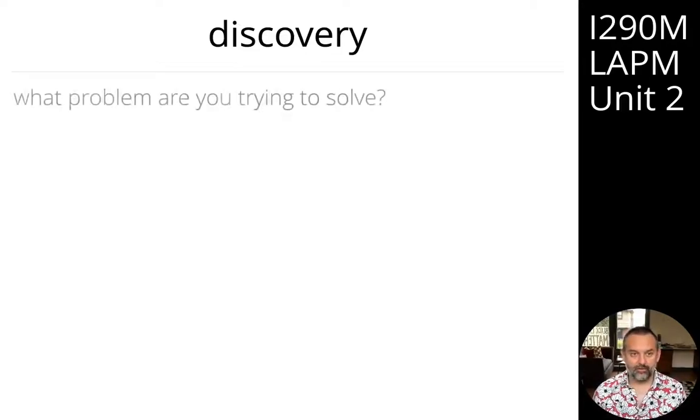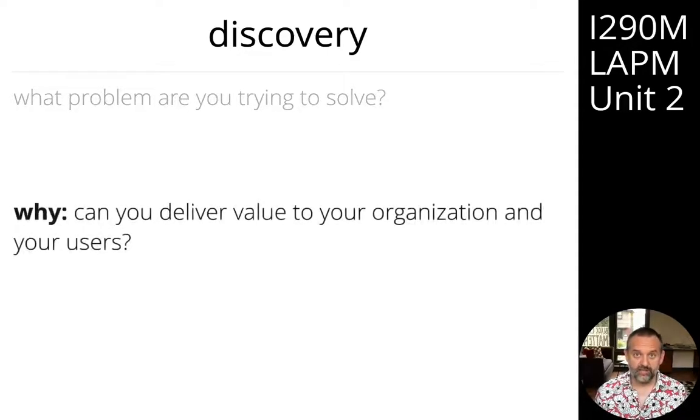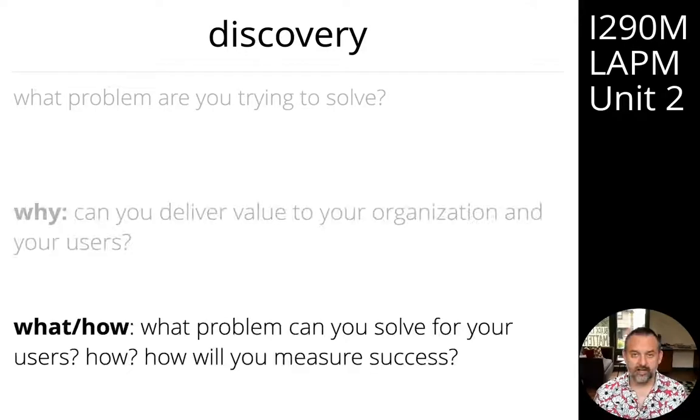So in Unit 2, Module 2, we're going to talk more about discovery. Discovery fundamentally is about what problem are you trying to solve. There's two aspects of that. There's firstly the why. Can we actually deliver value to our organization by solving this problem? Can we deliver value to users and customers by solving this problem? And secondly, there's the what and the how. What problem are we going to actually solve for our users? How are we going to solve that problem? How will we measure success?